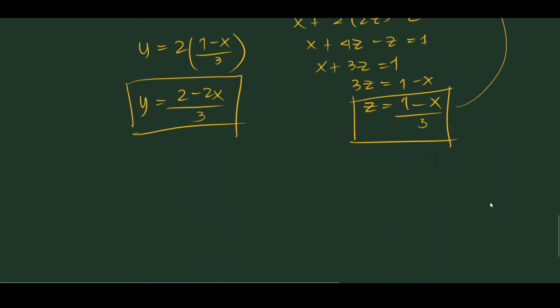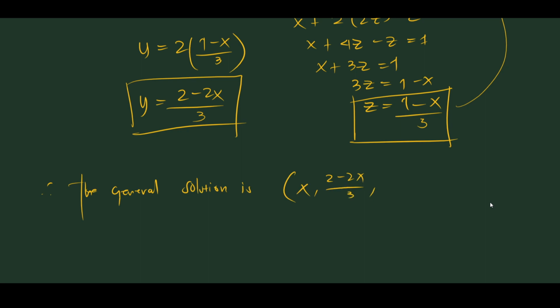Okay, so our general solution is x, and then 2 minus 2x all over 3, and then 1 minus x all over 3. Okay, so this is our solution.